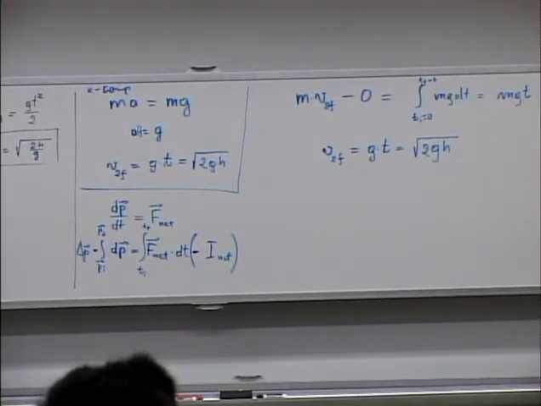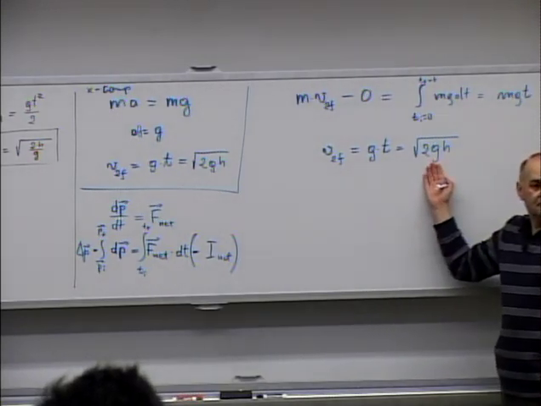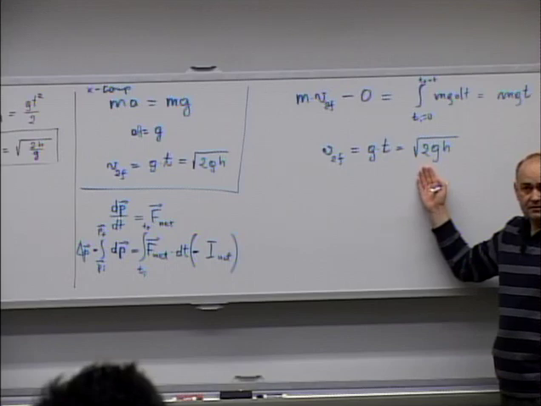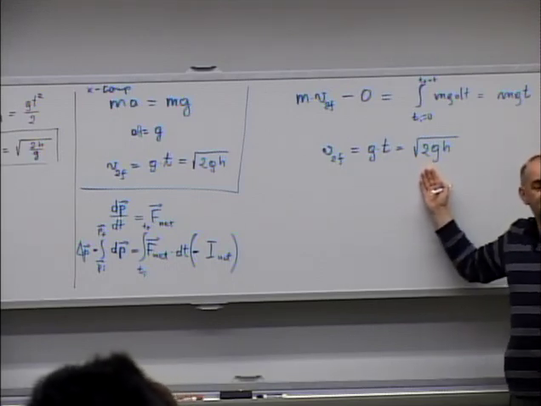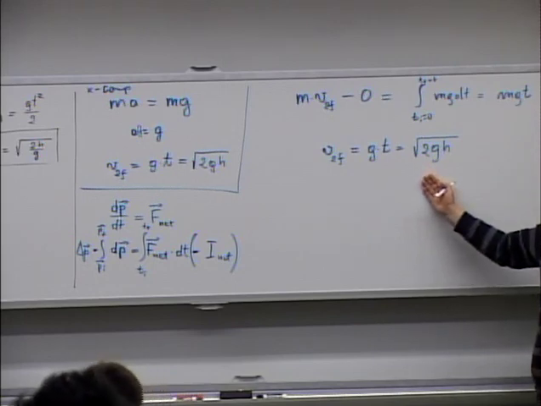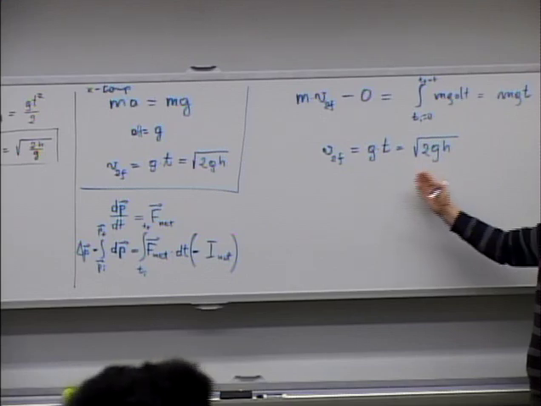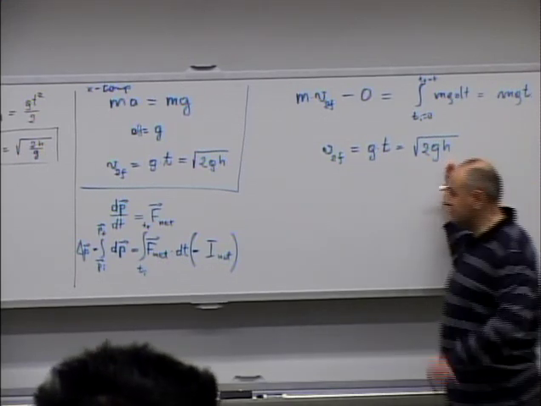Is it okay? Consult with each other if this result makes sense now. Does it make us happy? Who is happy? Why are you happy? It's the same. What is the same? The conclusion is the same. Yeah, speed of particle 2 when it hit the floor is square root of 2 times acceleration due to gravity times the height from which it was released.